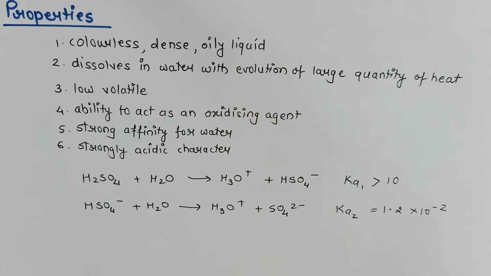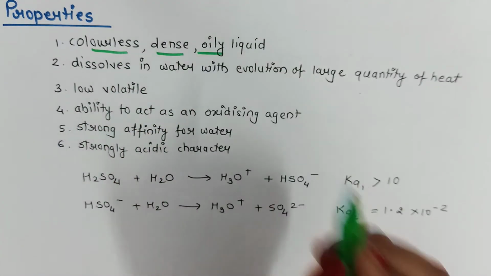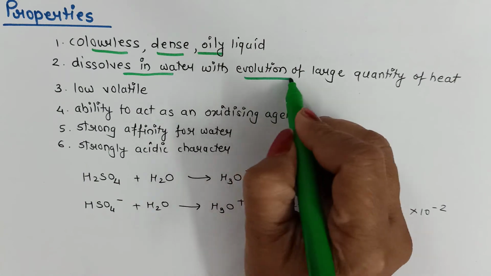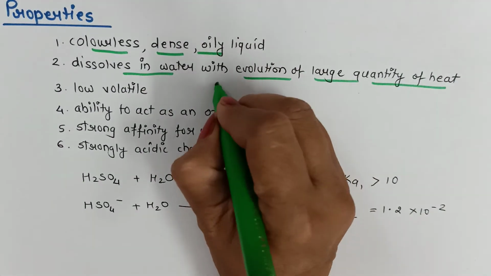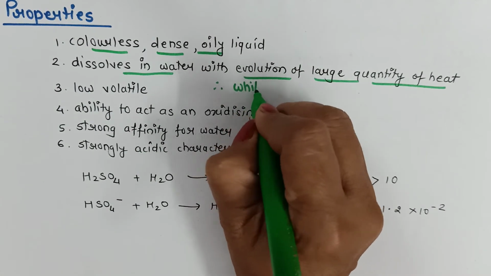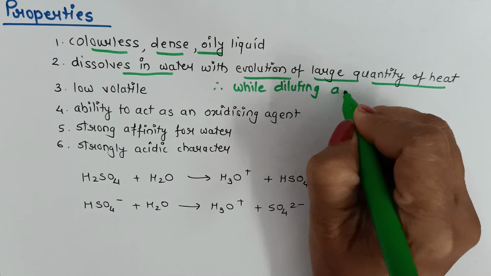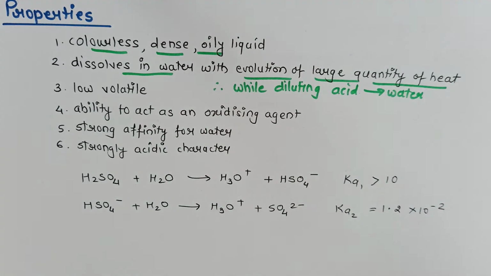So what are the properties of sulfuric acid? It is a colorless, dense, oily liquid. All of you must handle H2SO4 in the lab. It dissolves in water with evolution of a large quantity of heat, and therefore while diluting we must add acid to water and not water to acid.